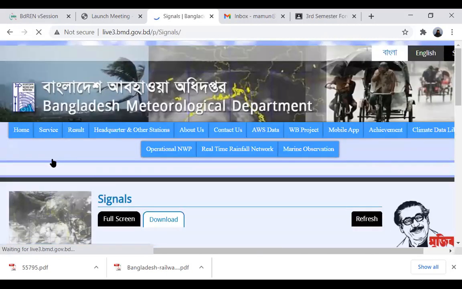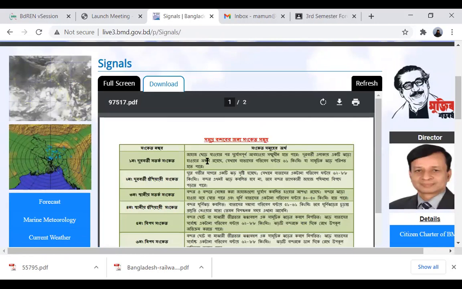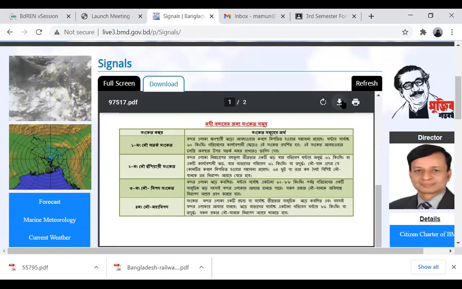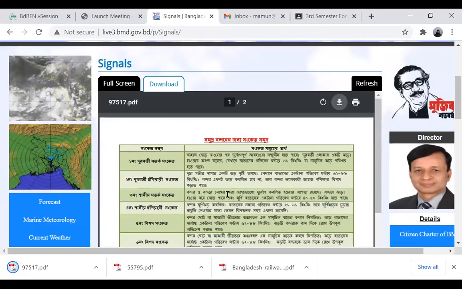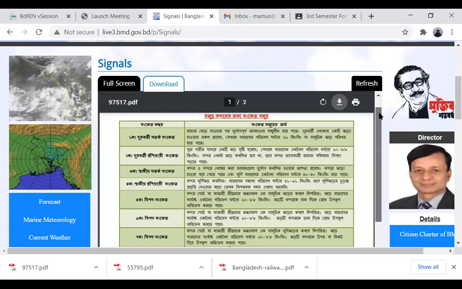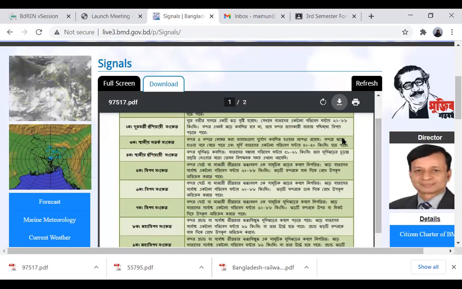If you wanted to know about the signals, they will say something about the signals. What about the meaning of the signals? So if you see this one, you can get information. For example, if you wanted to know the meaning of signal number 5, here is the explanation: if the speed of the wind is 62 to 88 kilometers, sorry, 62 to 68 kilometers, and then how it will move in particular directions. You can understand this is signal number 5. So you can find out this information.